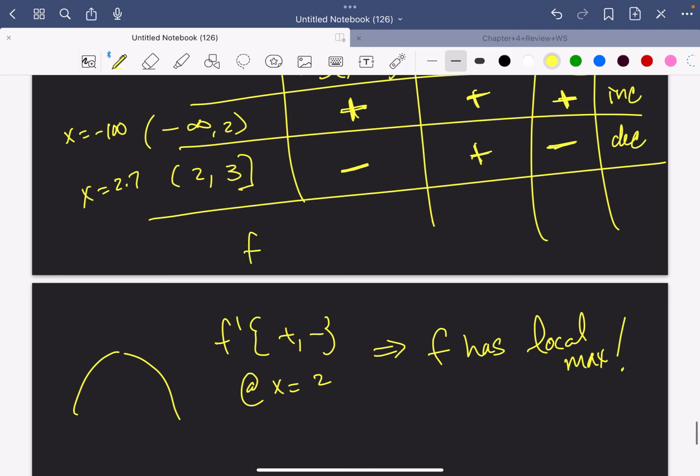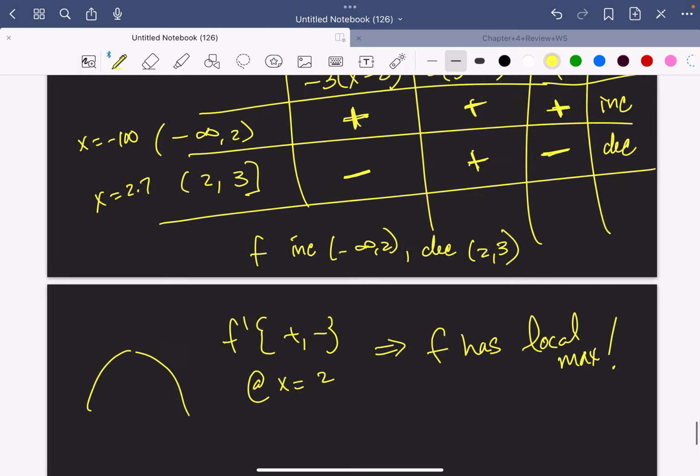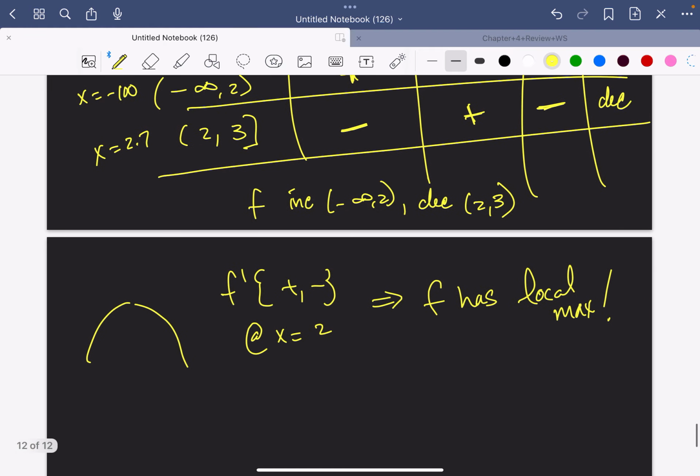So we would say f is increasing on negative infinity to 2 and decreasing on 2 to, I would say, 2 to 3. Because we really only want to talk about increasing, decreasing on open intervals, so I'm not going to include that endpoint for a very subtle calculus reason.